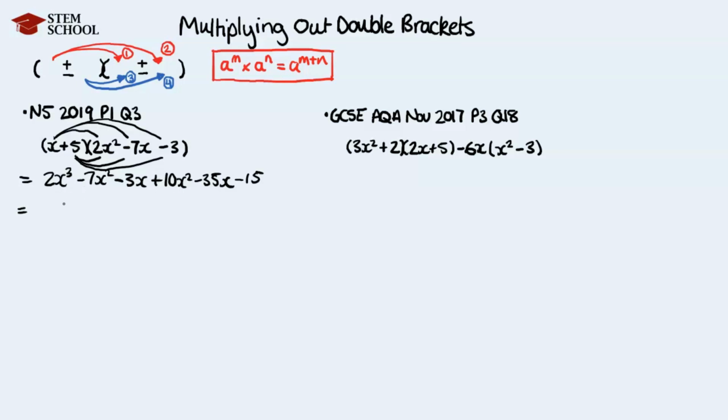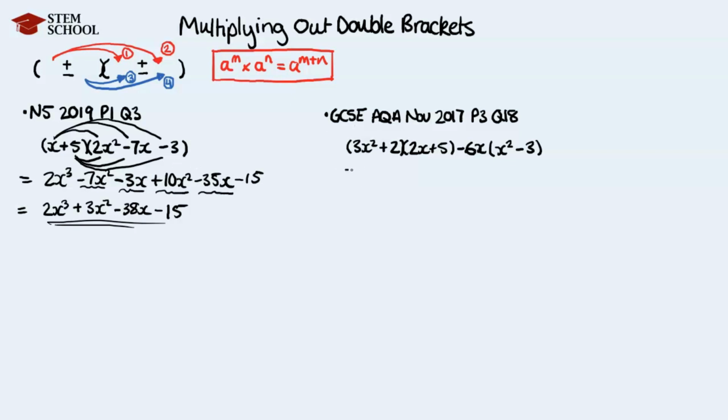So is there a cubic term? There's only one here, so we have 2x cubed. And then we move on to the x squared term. We have a minus 7x squared and a positive 10x squared. Minus 7 plus 10, that'll be positive 3x squared. Now let's move on to the x terms. We have minus 3x and minus 35x, so that'll be minus 38x. And then we have minus 15 on the end there. Okay, so that's how you multiply a bracket with 3 terms in it.